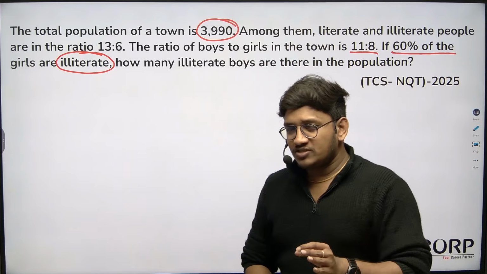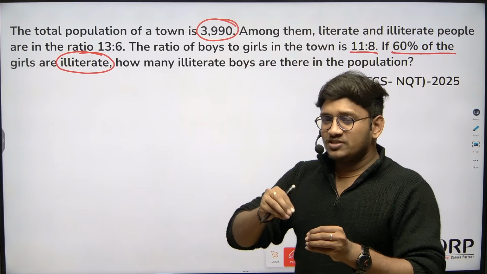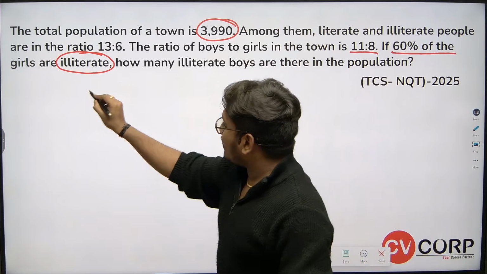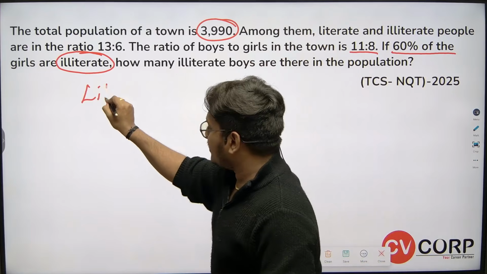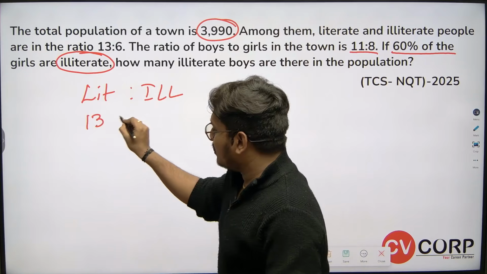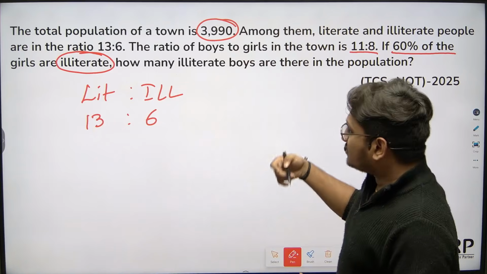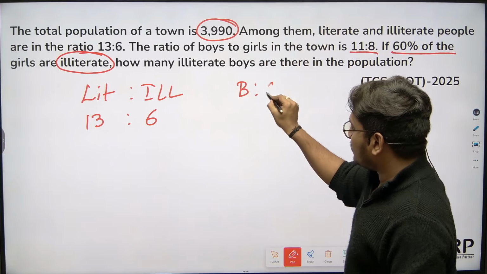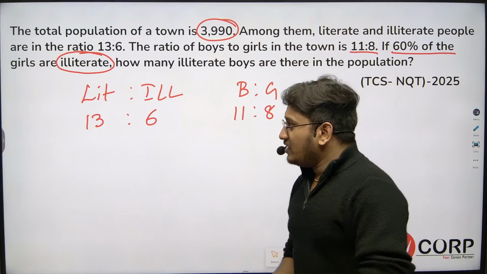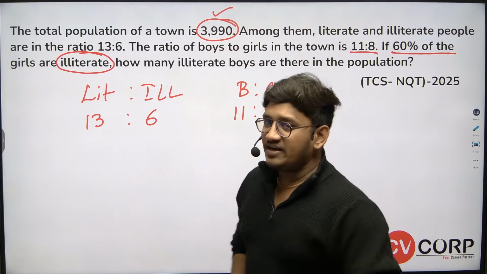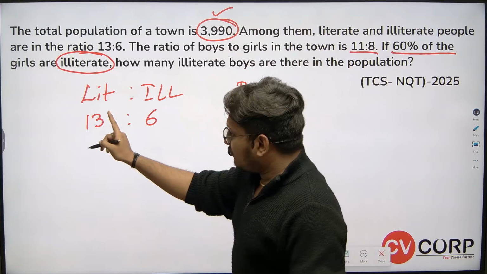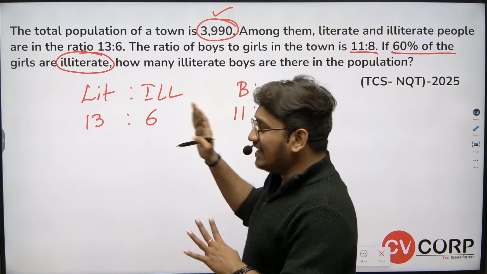If you observe, you just need to take the values and do some very basic calculations. Let's first consider the literate and illiterate people ratio. What is the ratio of literate and illiterate people? 13:6. Next we have one more ratio, boys to girls. What is the ratio of boys to girls? 11:8, right? Now the total population is 3,990.